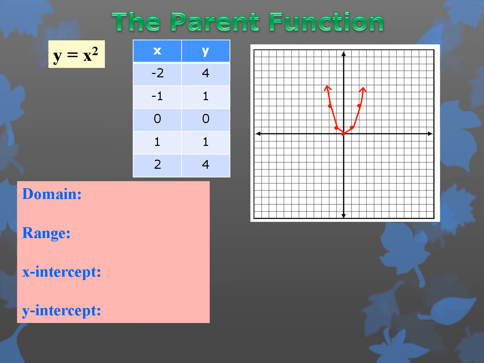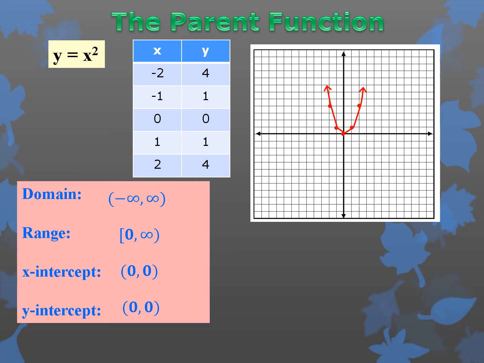Okay? The domain of the parent function, still negative infinity and infinity. That hasn't changed. The range is 0 to infinity, but 0 gets a bracket because we can touch 0 on our graph. The x-intercept is 0, 0 because it's at the origin. The y-intercept is 0, 0 as well.